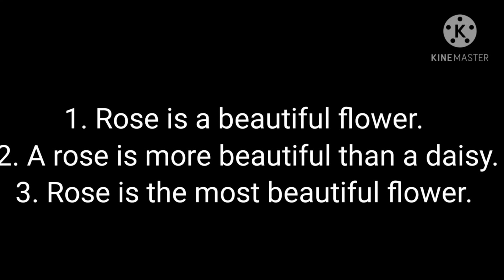Second sentence, a rose is more beautiful than a daisy. There is also an adjective, more beautiful. Here, a rose is being compared to another flower, daisy. And here the rose is more beautiful. That is the adjective. And in the third sentence, rose is the most beautiful flower. In the third sentence, we can see the adjective as the most beautiful. The thing we notice here is that the degrees of the adjectives are different. In all these three sentences, there are adjectives. At the same time, the degrees of the adjectives are different.